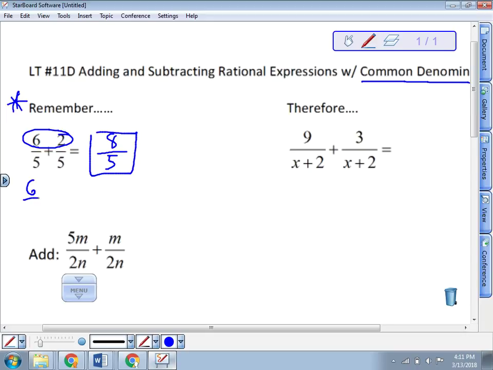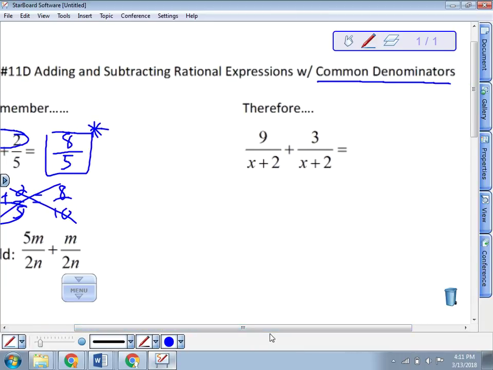A lot of people make the mistake when they add these up, they want to add the denominators as well and get 10. That is not correct. You want to keep it the same just like we did here. So once we know common denominators just stay the same, just combine the top.